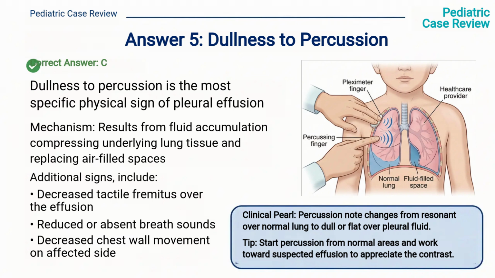The other options are nonspecific. Tachypnea and retractions occur in many respiratory conditions, and decreased breath sounds can also result from consolidation or collapse. A practical examination tip: start percussion from normal areas and work toward the suspected effusion to appreciate the contrast between resonant and dull notes.